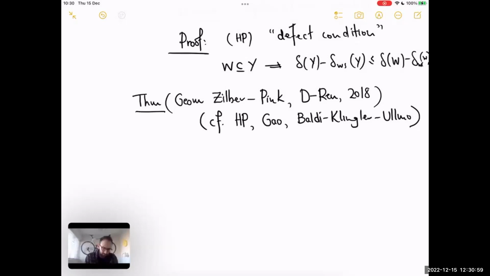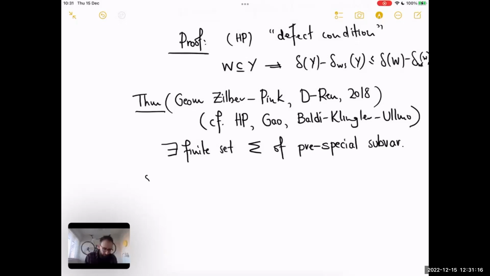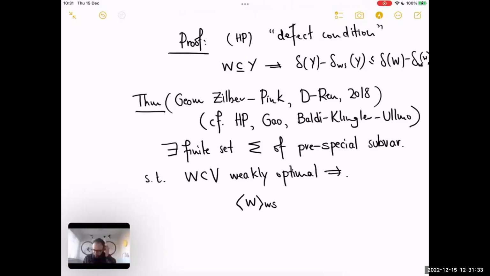So what does it say? There exists a finite set Sigma of pre-special subvarieties such that if W in V is weakly optimal, then its weakly special closure, which of course determines W, has to be of the form pi of X_H times x2 for some (H, x2) in this finite collection. W has to be, in particular, a component of the intersection of V with the weakly special closure of W. So the motif is that the weakly optimal subvarieties of V come from finitely many families.